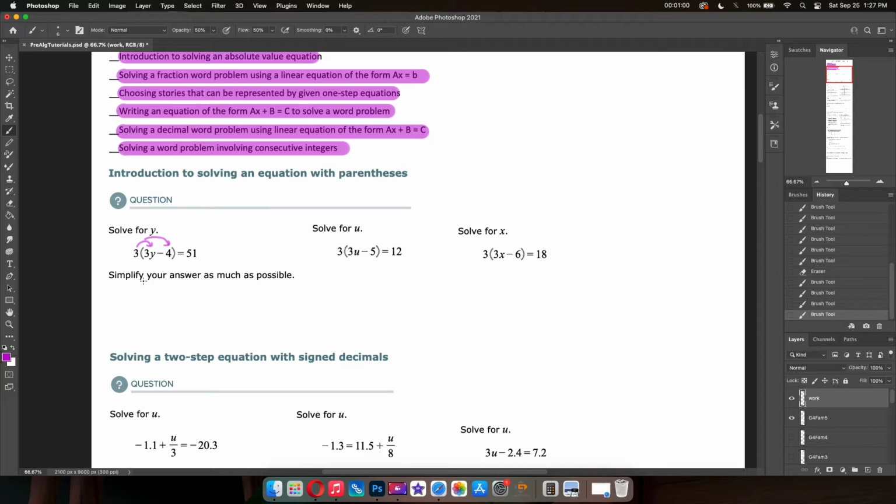3 times 3 is 9, and y is just sitting there chilling. It's not ready for its time yet. 3 times 4 is going to be 12, and then the 51 drops down. And now suddenly I have a two-step. This is what we were doing in the last video.